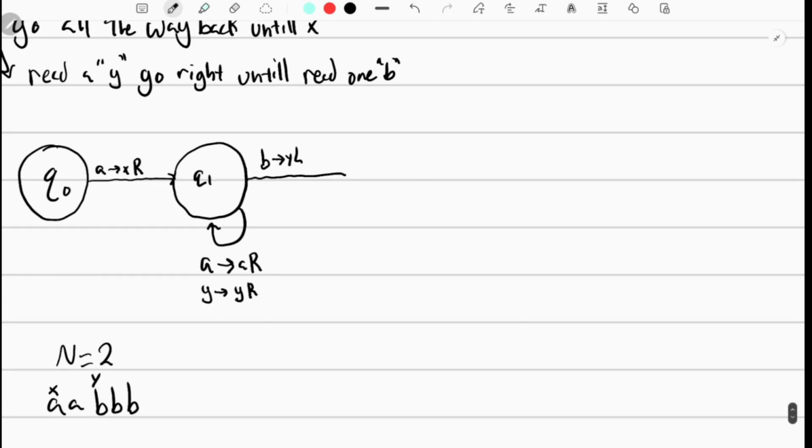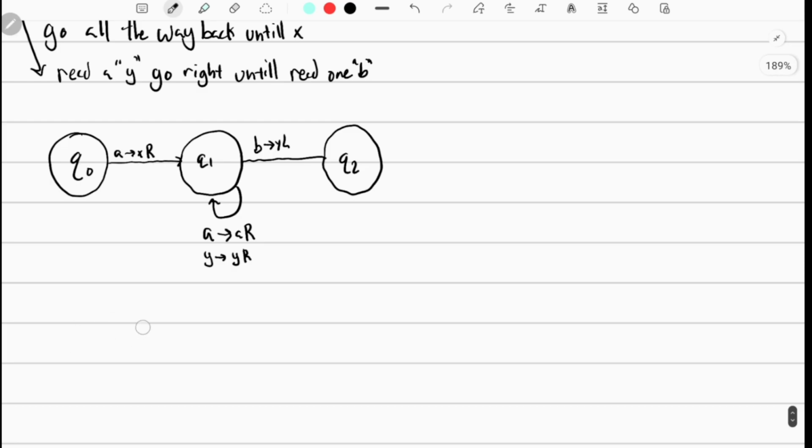And I'll show you why right now. Then we'll draw a new state, Q2. Okay, let me actually run through the algorithm. Let's do a bigger number for n. We could say n equals 3. So we have 3 A's, 4 B's.